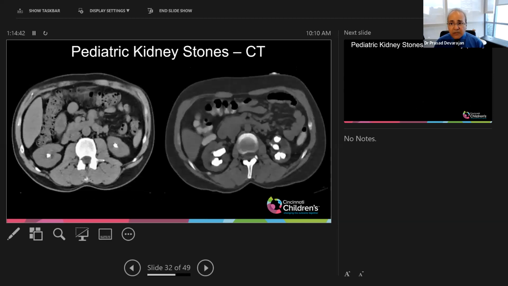And this is what our kidney stones look like on a CT scan. On the left-hand side, you can see small to moderate sized kidney stones on both kidneys. And on the right-hand side, you can see fairly large kidney stones on both kidneys.